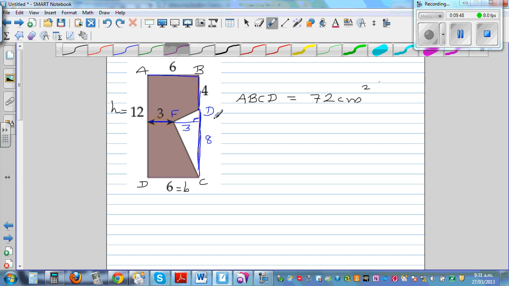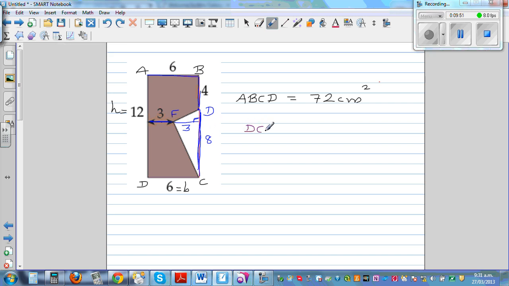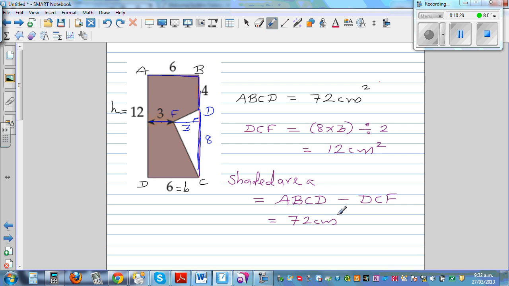So the area of DCF, that is the triangle, would be base times height divided by 2, which is 8 times 3 divided by 2, which is 24 divided by 2, which is 12 centimeters squared. So the shaded area would be the area of ABCD, which is a rectangle, minus DCF, which is the area of a triangle. That is 72 centimeters squared minus 12 centimeters squared, which is 60 centimeters squared.